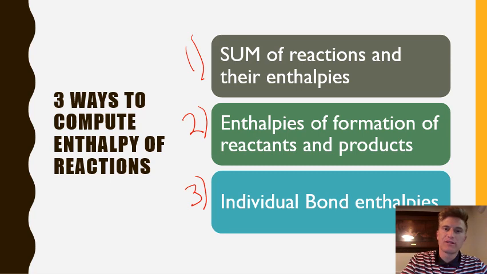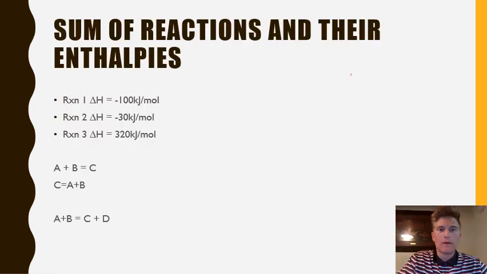The first, like I already said, is the sum of reactions and their enthalpies. The second is the enthalpies of formation of reactants and products within a reaction. And the third is to calculate the individual bond enthalpies, or the energy it takes to break and form those bonds. We're going to break this down a little bit more.